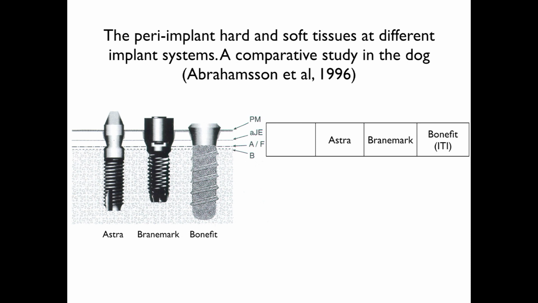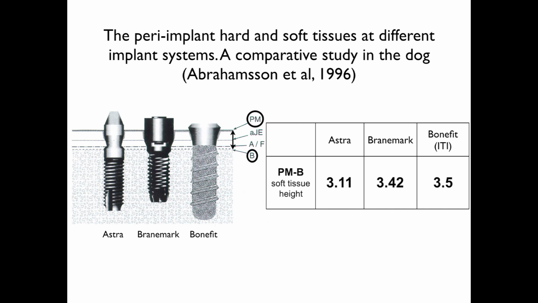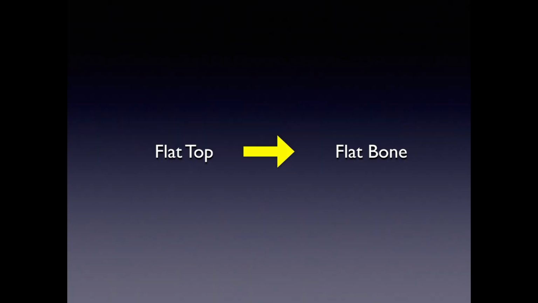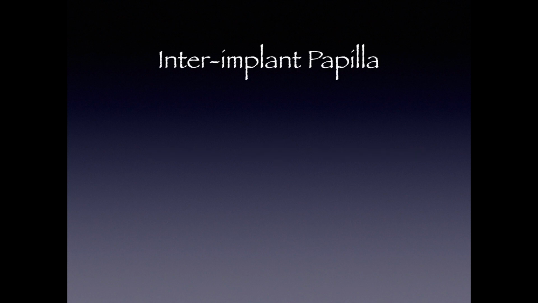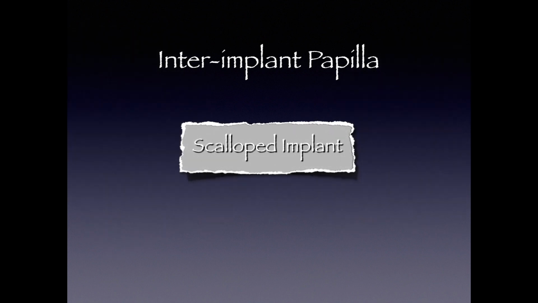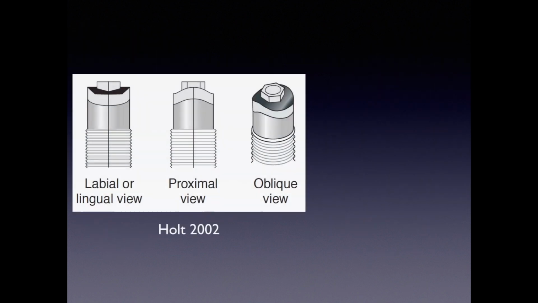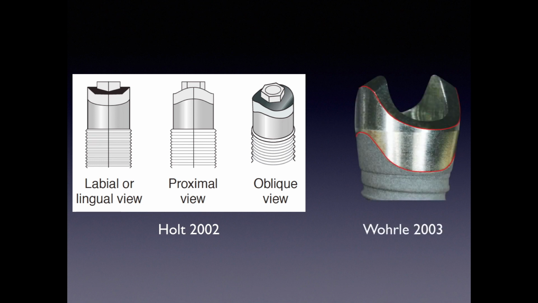This 3 mm height is consistent with the soft tissue dimension found in dental literature, regardless of implant companies or implant designs or surfaces. Because flat top implants create flat bone, it creates flat soft tissue appearance. To solve the inter-implant papilla dilemma, the scalloped implant is suggested naturally. Parabolic implant platform design had been proposed and the scalloped implant became available for clinical use.